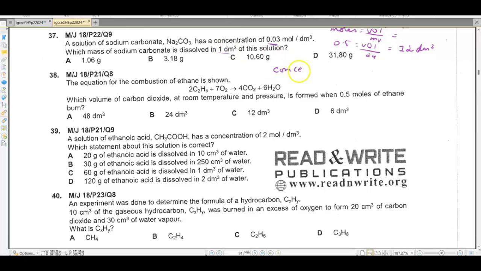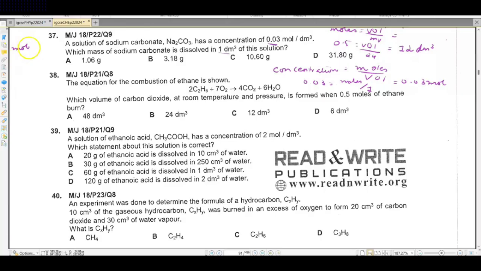Sorry, moles. So we have the concentration, we have the volume. Concentration is 0.03 mole per decimeter cubed. Moles we are looking for, and this is 1 decimeter cubed. So concentration is also 0.03 mole per decimeter cubed. Sorry, moles are 0.03. Once we have the moles, we can find its mass by our simple formula.